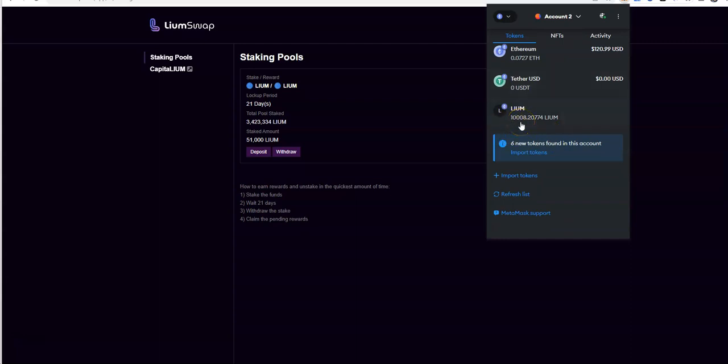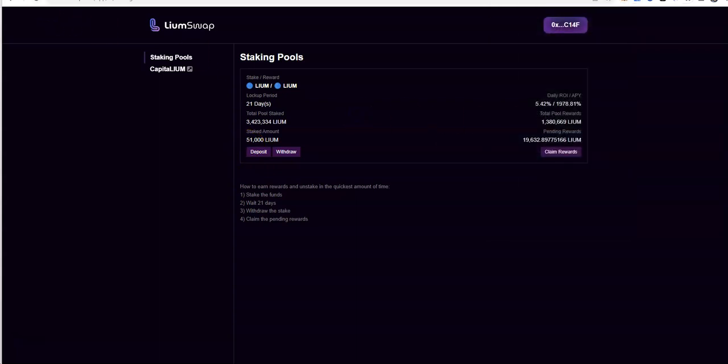So I have 10,000 LIUM in here because I moved all of it over, which was 61,000 of these. Let me refresh this again. There we go. Based on, let's see, staked amount is 51,000 LIUM. Total pool staked is 3,423,000. It's a 21-day lockup period. It's been just a few days. I haven't been in this for too long.